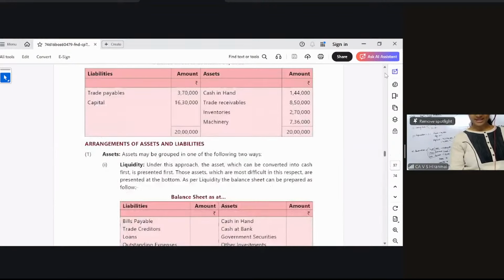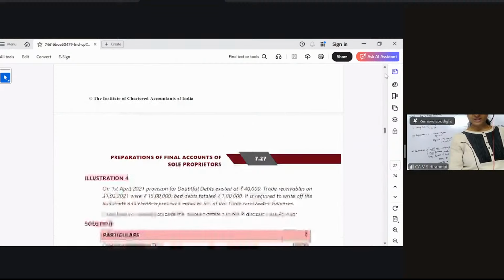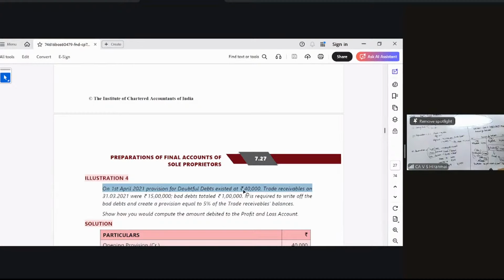That is a variant wherein, when I read the question, I understand that there is a difference. On 1st of April, provision for bad debts existed at 40,000. इसका मतलब क्या है? What is the meaning of this? So this is nothing but my opening provision. Okay. Now the same question, I'm going to do it and show it here. How will it come? There is a variation.